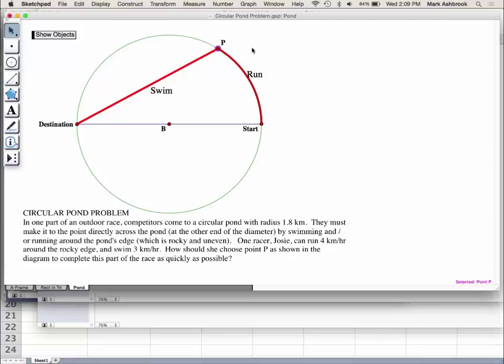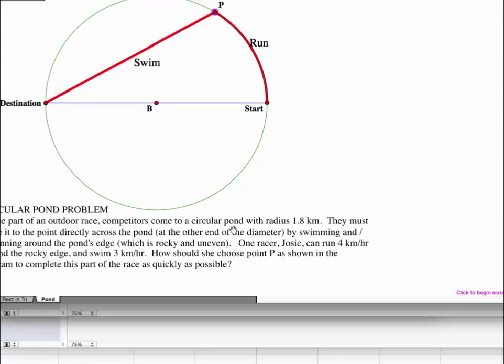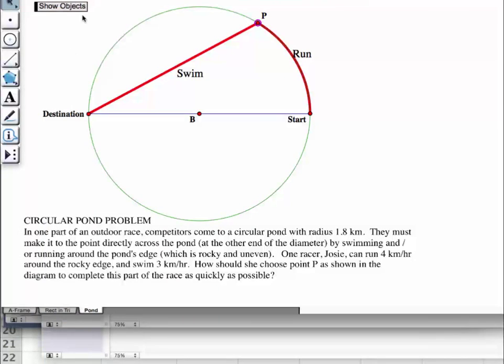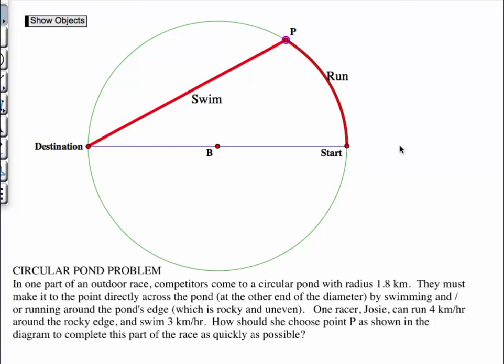Okay, so in one part of an outdoor race, competitors come to a circular pond with a radius of 1.8 kilometers. They must make it to a point directly across the pond at the other end of the diameter by swimming and or running around the pond's edge, which is rocky and uneven. One racer, Josie, can run 4 kilometers per hour around the rocky edge and swim 3 kilometers per hour. How should she choose point P, as shown in the diagram, to complete this part of the race as quickly as possible?